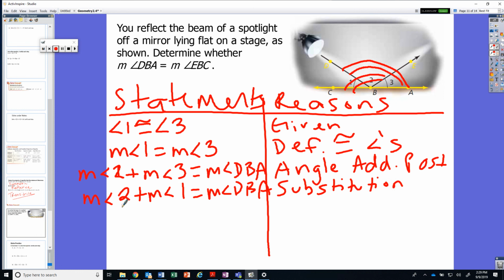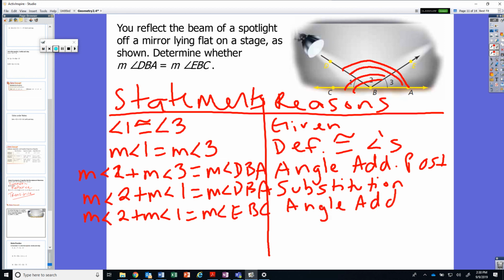But now take a look at this, guys. 1 and 2 equal DBA. But we've already said that 1 and 2 also equal EBC. So the measure of angle 2 and the measure of angle 1 also equal the measure of angle EBC. Again, why are we allowed to make this? Because we know the two smaller angles add up to the bigger angle by the angle addition postulate.